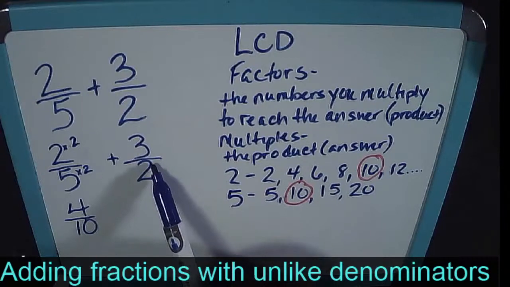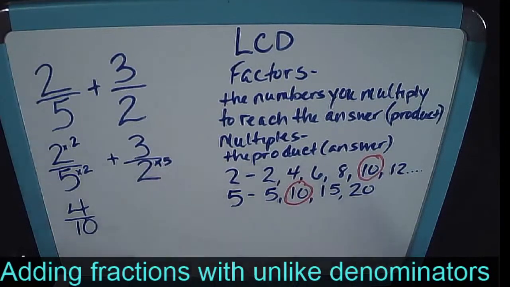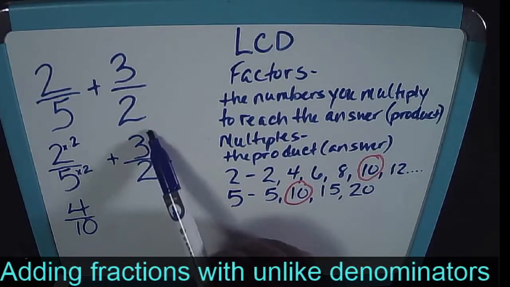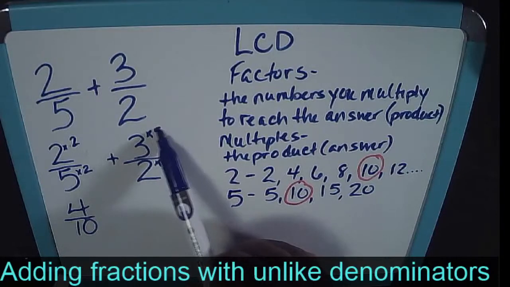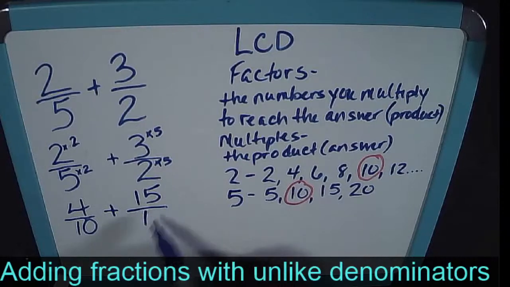To make this a 10, we're going to have to multiply this 2 by 5. Whatever you do to the denominator, you do to the numerator. This is the same thing when you're doing pre-algebra. It's the same thing when you're reducing fractions, when you're making equivalent fractions, okay? So now we're going to do the same thing. 3 times 5 is 15, and then 2 times 5 is 10.